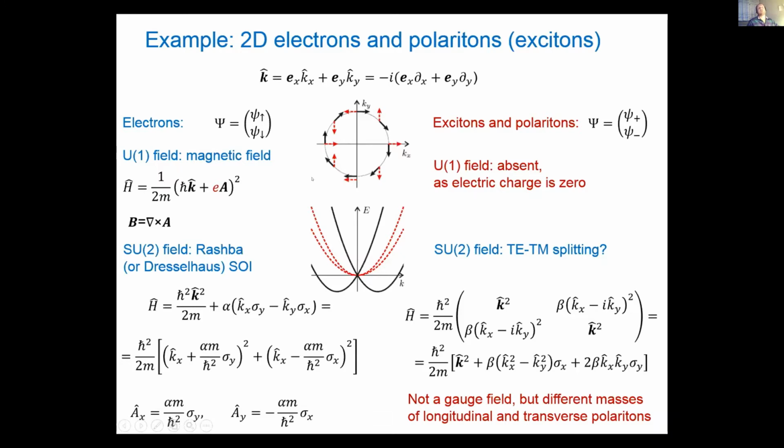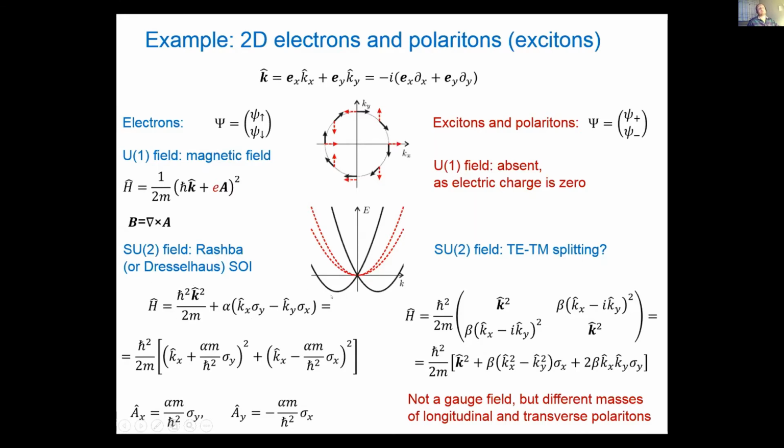polaritons. So for two-dimensional electrons, it is pretty easy to introduce both abelian gauge field, and in the case of the two-dimensional electrons, abelian gauge field will be just corresponding to the external magnetic field. Electrons have electric charge and they are coupled to the magnetic field. And as for non-abelian gauge field, it can be represented by spin-orbit interaction of either Rashba or Dresselhaus type. So here I consider the example of the Rashba spin-orbit interaction. For Dresselhaus case, everything will be pretty much similar.